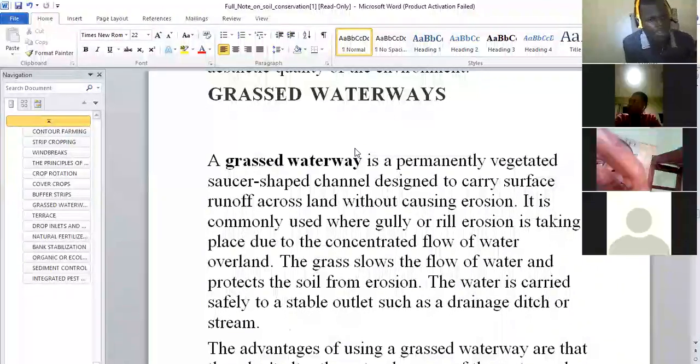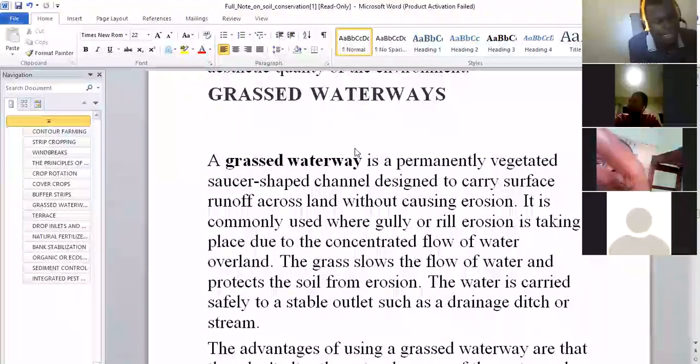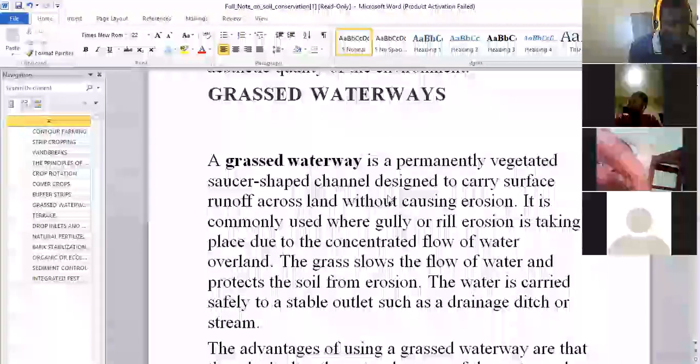All right. It is a permanently vegetated saucer-shaped channel designed to carry surface runoff across the land without causing erosion. It is commonly used where there is gully or rill erosion taking place, due to concentrated flow of water overland. The grass slows down the flow of water and protects the soil from erosion.